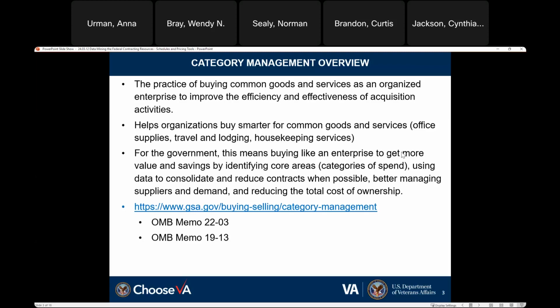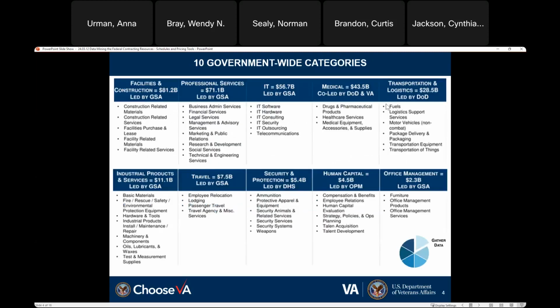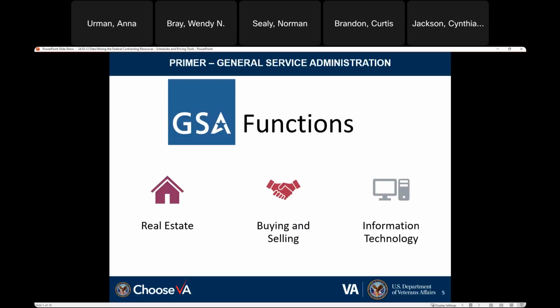Fantastic. All right. So just to give you an idea, the 10 common areas of government-wide categories that are considered for category management are listed here. Not going to spend any time on it. Just to give you the overview of what those are. All right. So we'll be spending all of our time today talking about GSA, and I wanted to give you an idea of what they are.